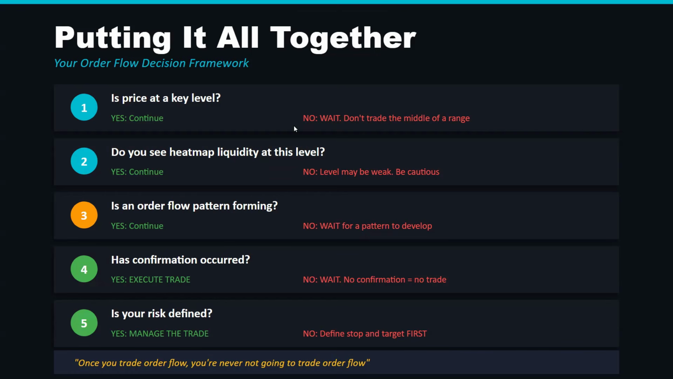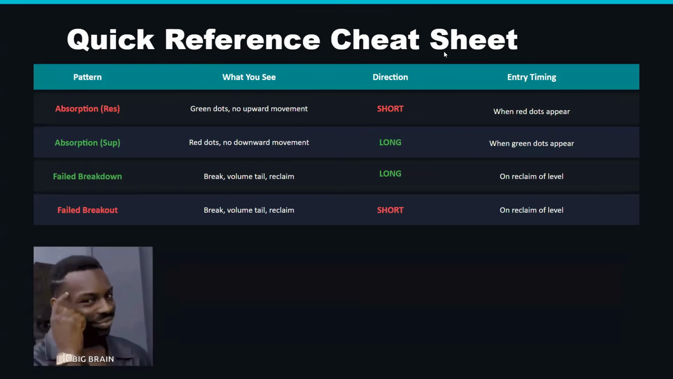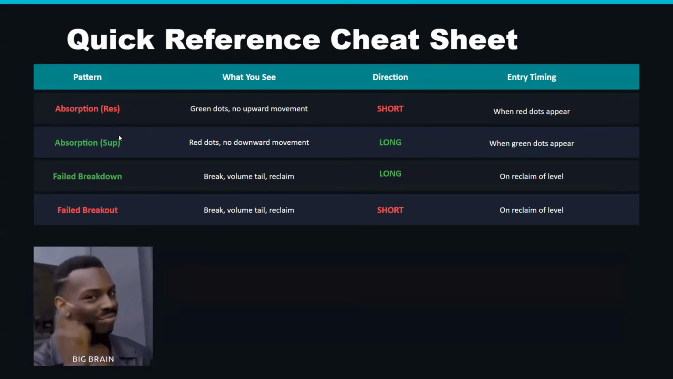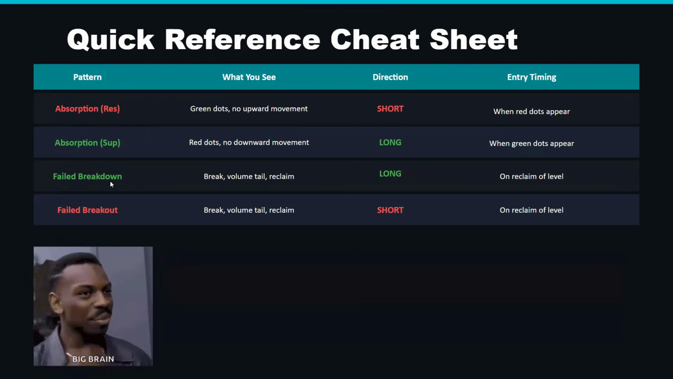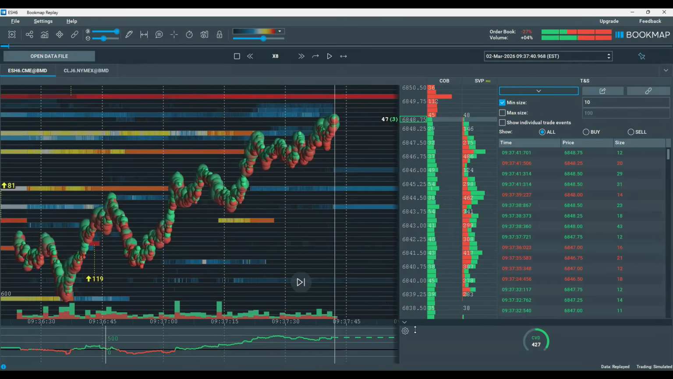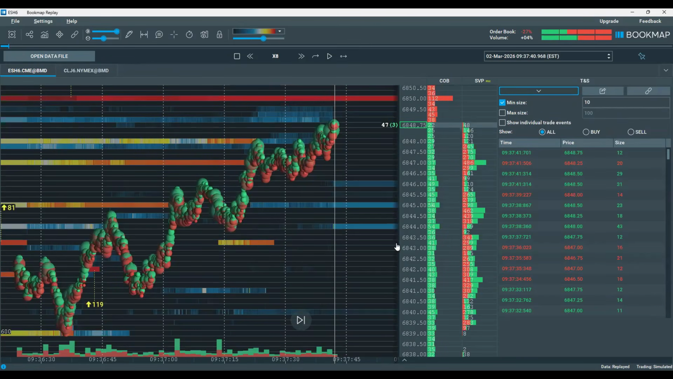So I would screenshot this, and something else I would screenshot for quick reference is the different patterns: the absorptions at resistance and support, and the failed breakdowns and the breakouts. Kind of the Bookmap, so it's not super overwhelming. Current order book, session volume profile that we talked about, and the time and sales. But remember when we were talking about the session volume profile with the different nodes, so the higher volume nodes and the lower volume nodes?